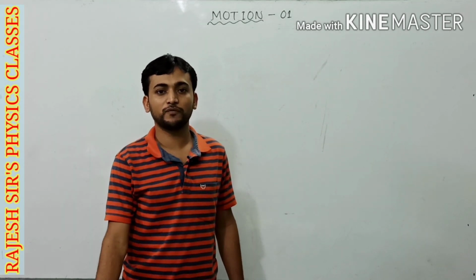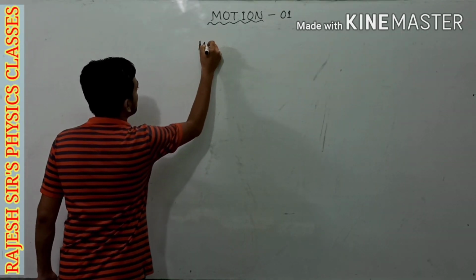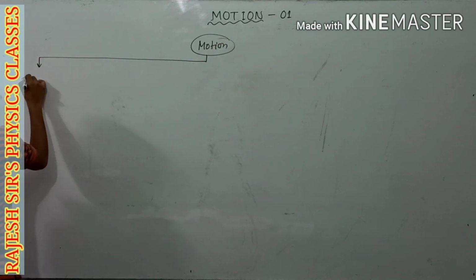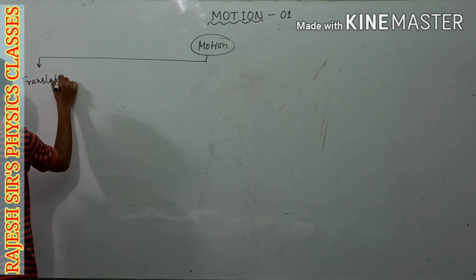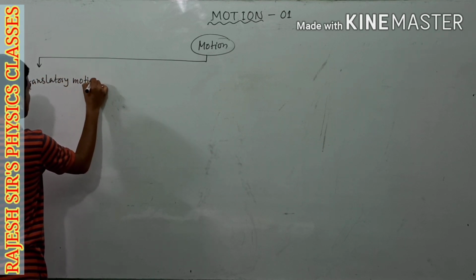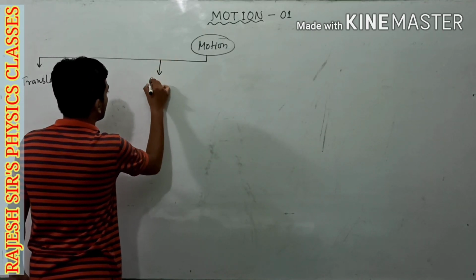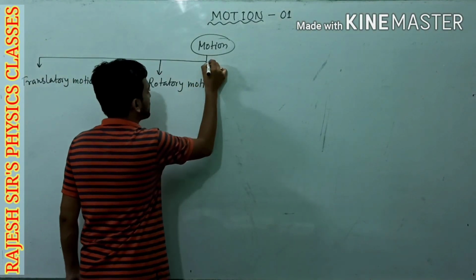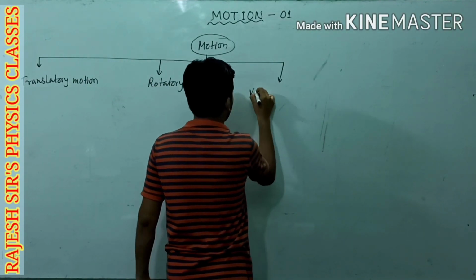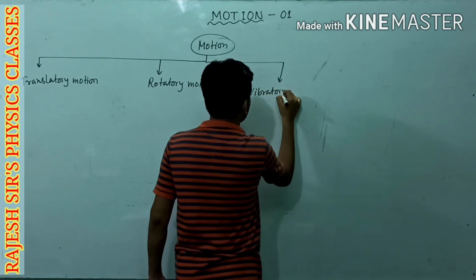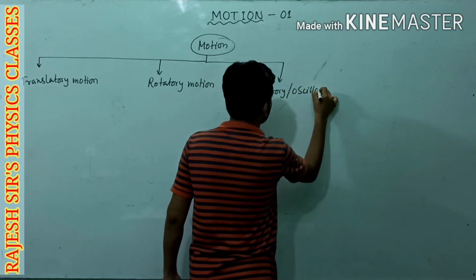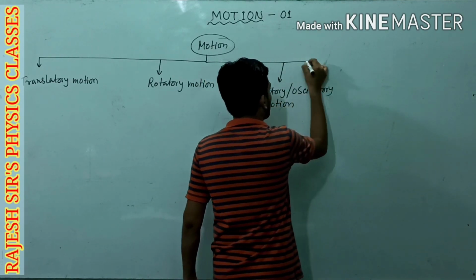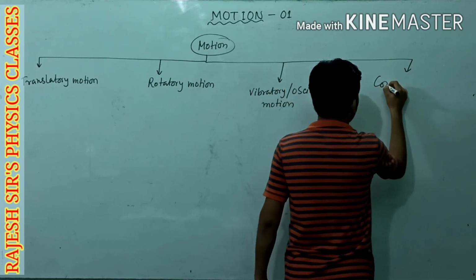Now we are going to talk about different types of motion. First one is translatory motion. Second one is rotatory motion. Third one is vibratory or oscillatory motion. Fourth one is complex motion.